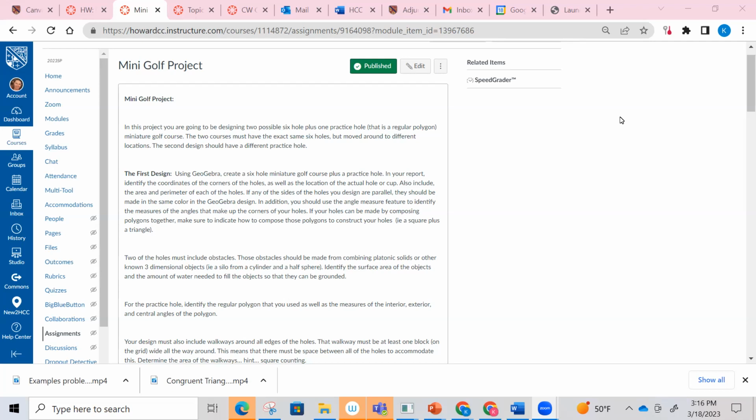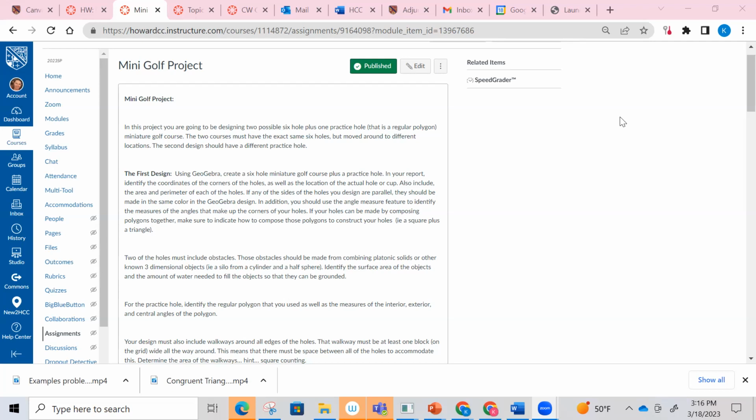The two courses must have the exact same 6 holes, but moved around to different locations. The second design should have a different practice hole. Right. So what is going to happen for the project is you're going to have a first design and a second design. And for the first design, you're going to use GeoGebra, or you can use Desmos or some other technology. You can pick which one to create a 6-hole miniature golf course plus a practice hole.